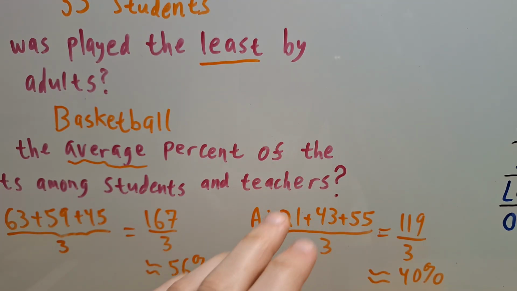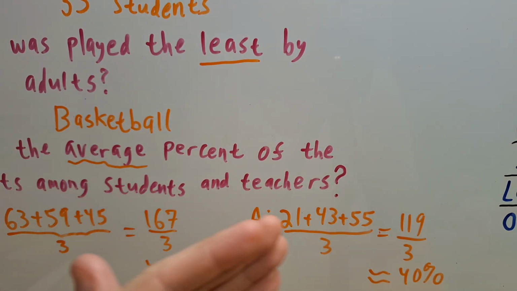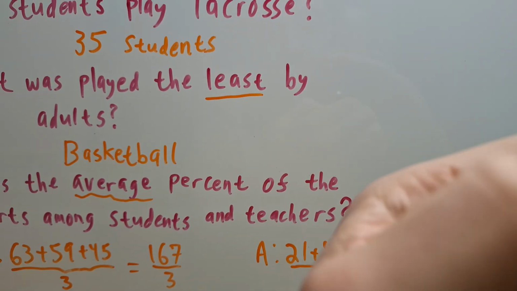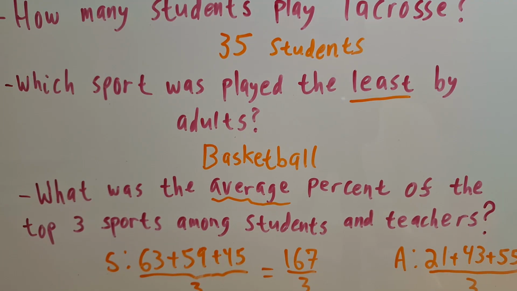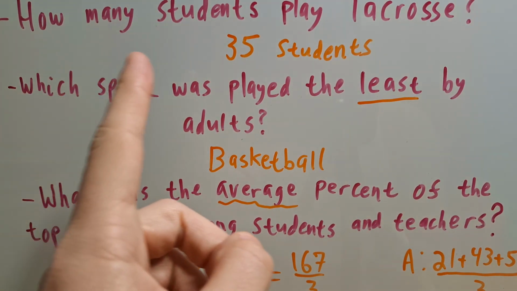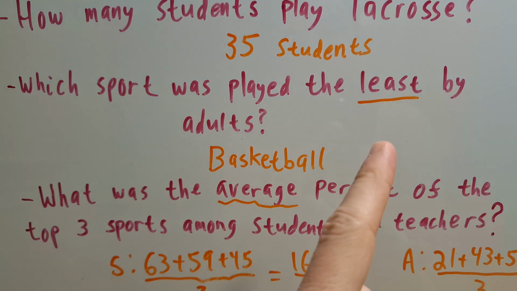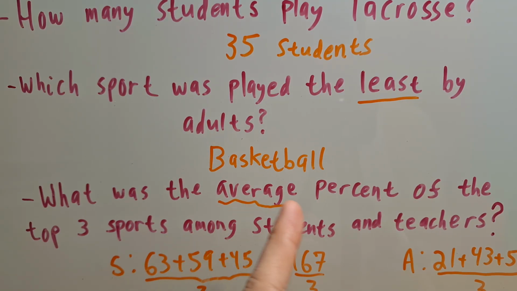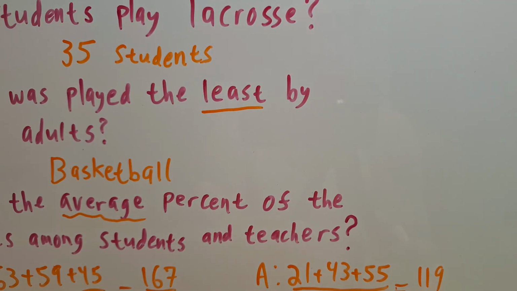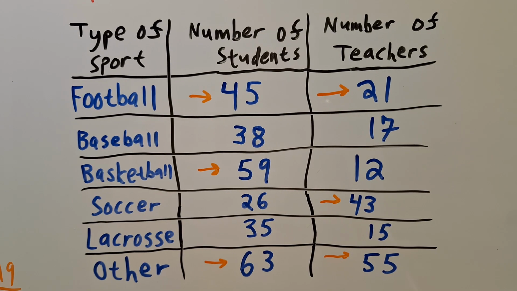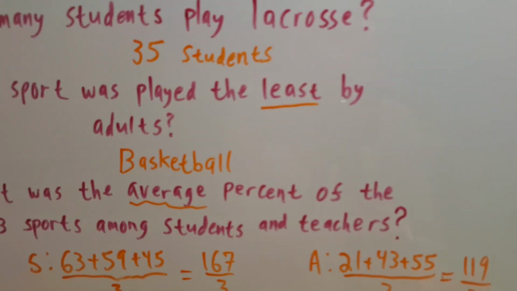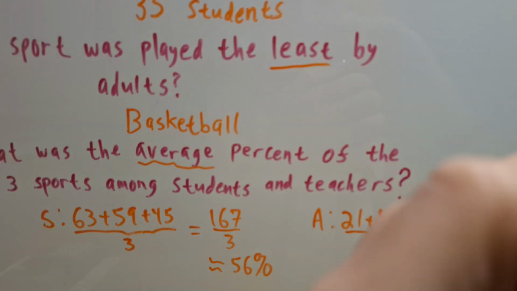So not all questions are going to be straight up looking at the table and getting the answer just as it is. You may have to do a little bit of work to find the answer. Some of the more simpler questions, which were how many students play a specific sport, or what was the least played by another audience. And again, this question here, what was the average percent of the top 3 sports among students and adults, or teachers in this case, but we just had to look at our numbers here, find the top 3 ones, and then find their respective averages, which we did right here.